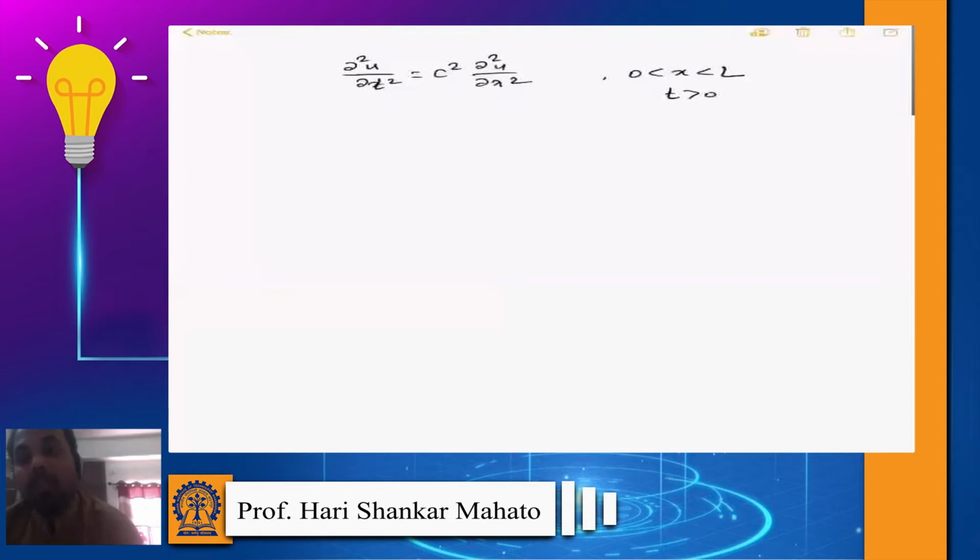What I will do is start with the heat equation. And I will also show you how to get the Laplace equation. So this is the wave equation, which you are already aware of. So, wave equation.